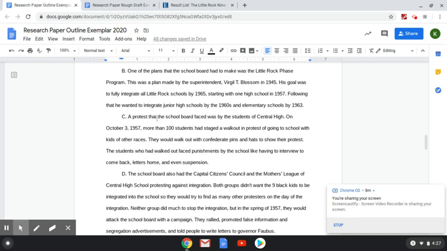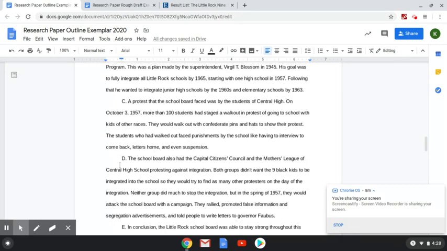A protest that the school board faced was by the students of Central High. On October 3rd, 1957, more than 100 students had staged a walkout in protest of going to school with kids of other races. They would walk out with Confederate pins and hats to show their protest. The students who had walked out faced punishments by the school, like having to interview to come back, letters being sent home, and even suspension.